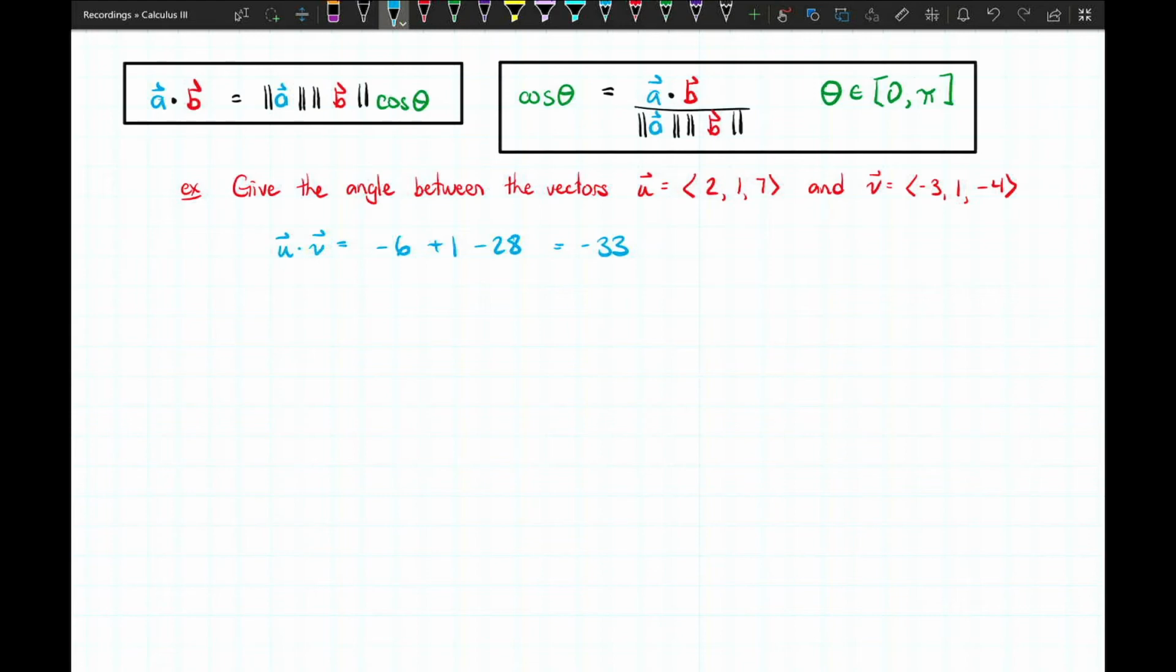Now we need to take a look at the norms of each vector, and those are pretty basic calculations as well. You can think about the norm of u as being u dot u and then square rooted. That would be 2 times 2 plus 1 times 1 plus 7 times 7. That gives us the square root of 54. And we might be able to reduce that radical, but it's not going to be that useful eventually since we're going to be taking the inverse cosine of all of this in a moment. Now for the norm of v, the square root of -3 times -3 plus 1 times 1 plus -4 times -4. And that gives us the square root of 26.